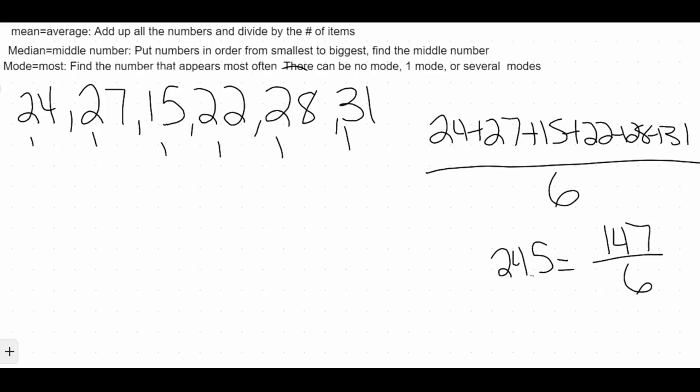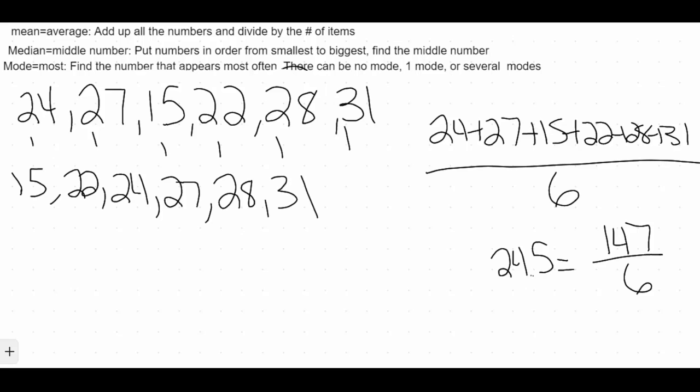Now let's take a look at finding the median here. So first off, we need to make sure that the numbers are in order from smallest to biggest. And I believe for the most part they are. There's a little bit of rearranging we do have to do. So let's see, 15 would go first, then 22, 24, 27, 28, and then 31. So crossing off from the ends here, we are left with two numbers in the middle, 24 and 27.